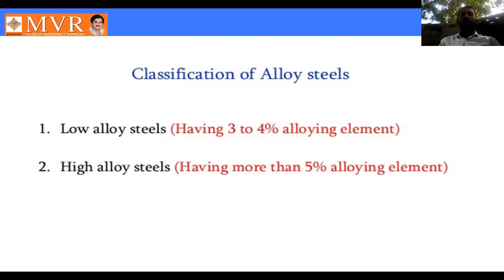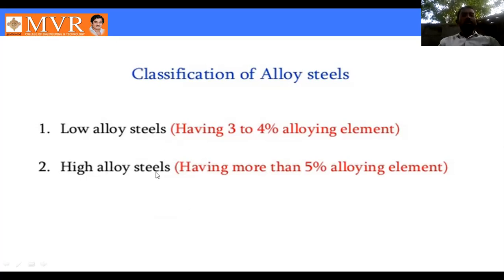Classifications of alloy steel. Generally we have two types of alloy steel. The first one is low alloy steel. The second one is high alloy steel. In low alloy steel, we use alloy elements of 3 to 4 percentage only. That's why we call it low alloy steel.